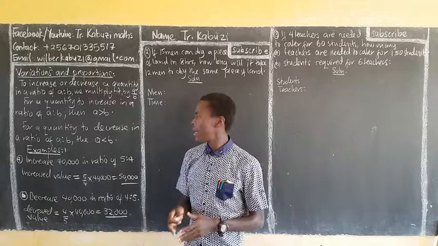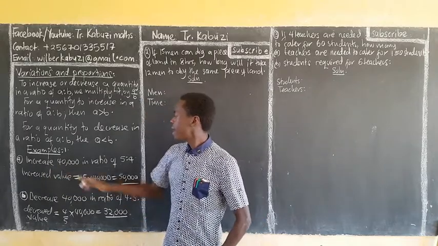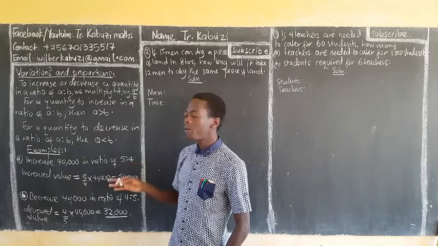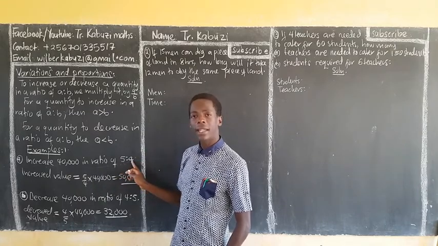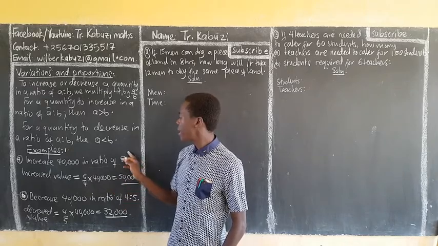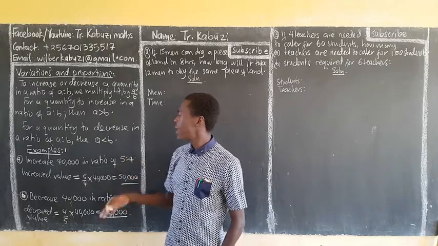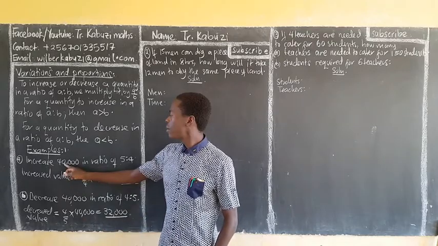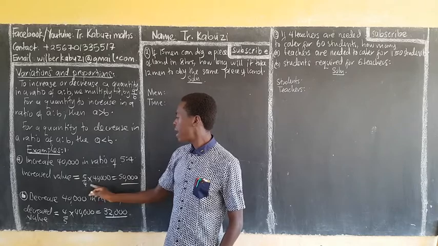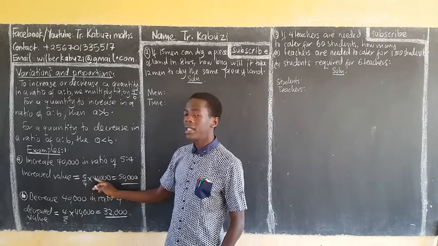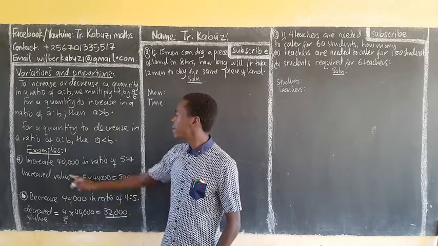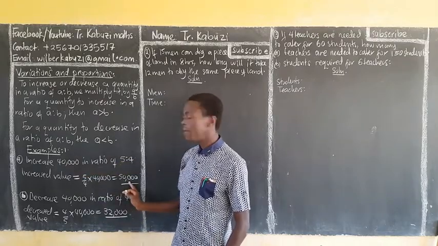To see an example, increase 40,000 in the ratio of 5 to 4. Because it's an increase, this 5 is greater than this 4. We said if you are increasing, we multiply the quantity by the fraction from this ratio. So you get 5 over 4. If you multiply here, this 4 divides 40,000, you get 10,000 times 5, you get 50,000. We see that we have increased it from 40,000 to 50,000.